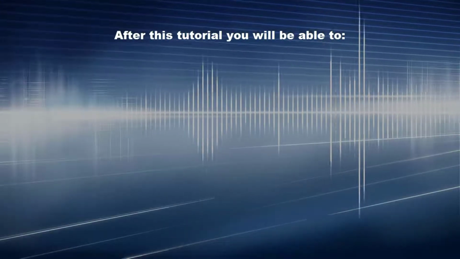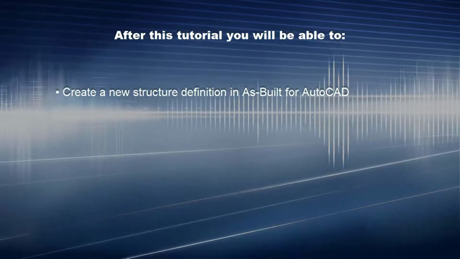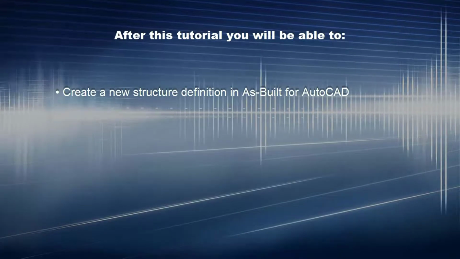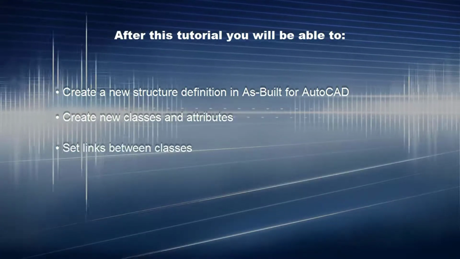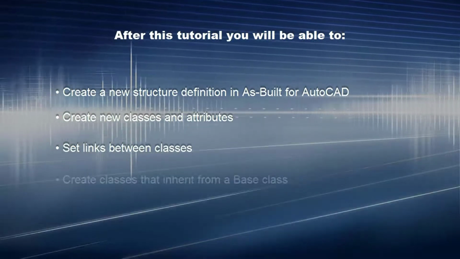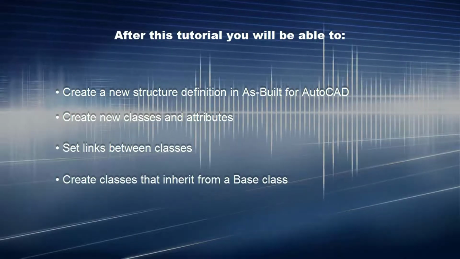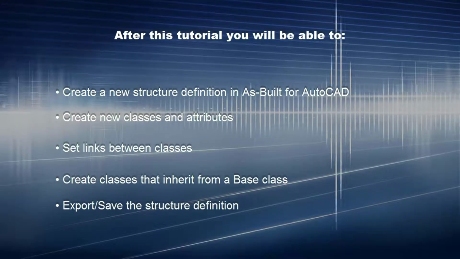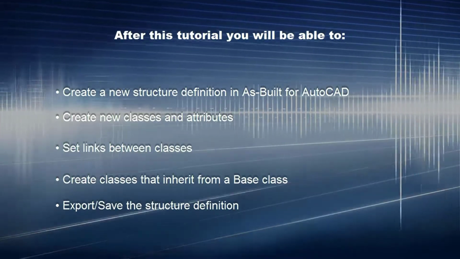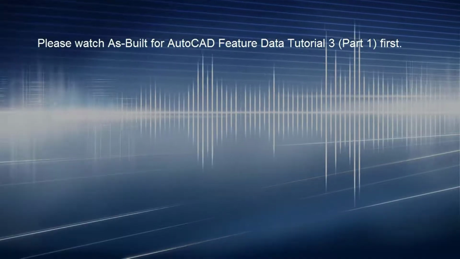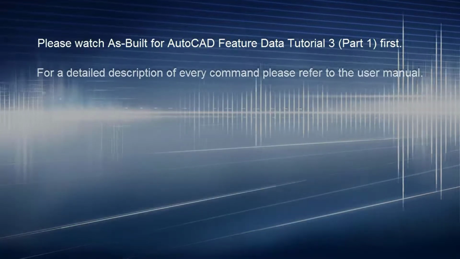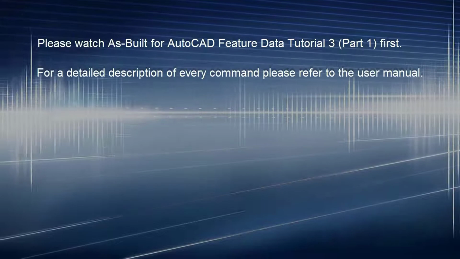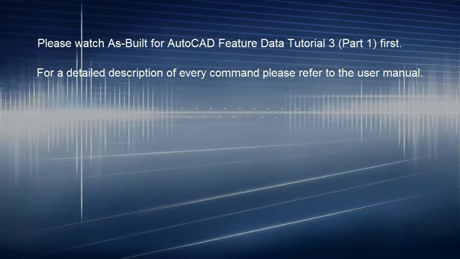After this tutorial, you will be able to create a new structure definition in As-Built for AutoCAD, create new classes and attributes, set links between classes, create classes that inherit from a base class, and export and save the structure definition. Please watch As-Built for AutoCAD Feature Data Tutorial 3 Part 1 first. For a detailed description of every command, please refer to the user manual.